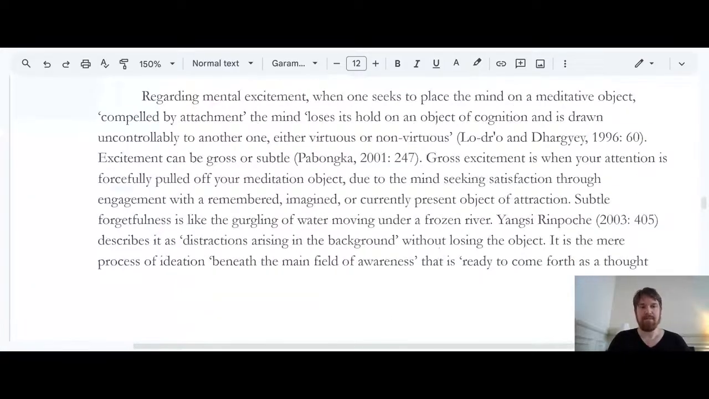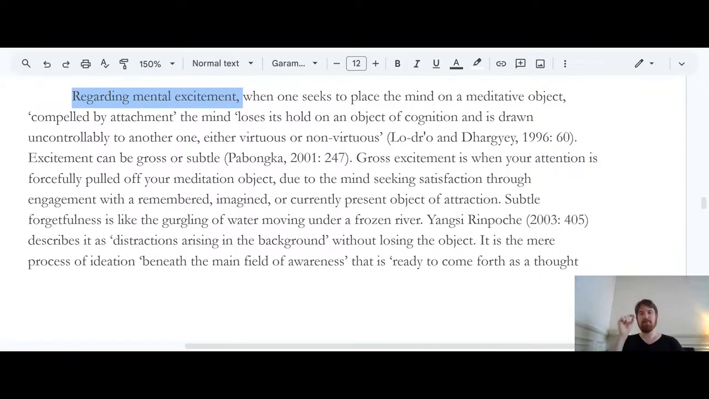Regarding excitement, once again, we're talking about meditation. Regarding excitement, the primary problem stopping you from training in concentration is mental excitement, which is a derivative of attachment. Attachment is when you mentally exaggerate the benefits that you get from pleasure, to put it yet another way.